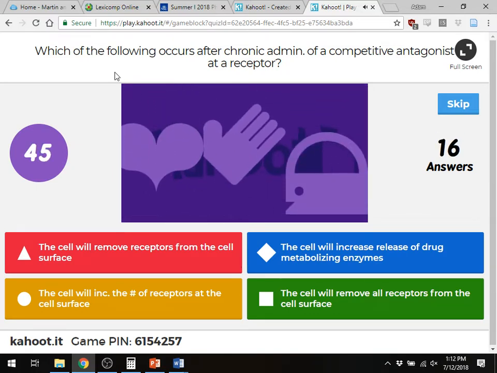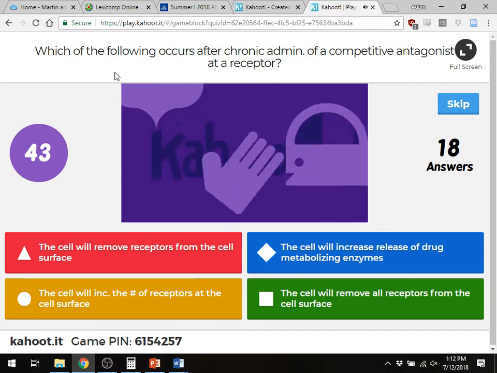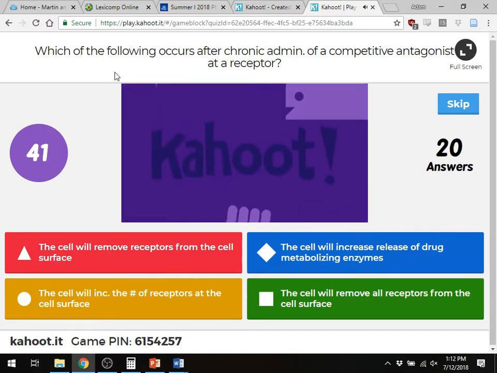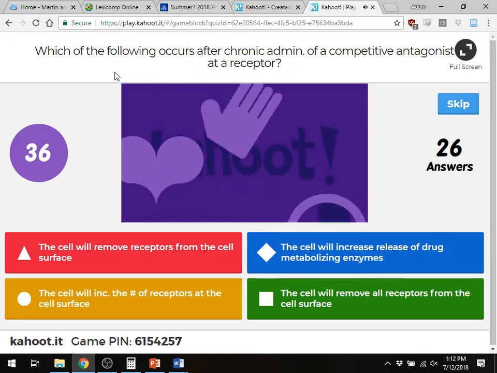And again, sometimes I have character limitations, so I have to get creative with how I abbreviate things. So it doesn't increase the hashtag of receptors, but number of receptors. Hashtag receptors.